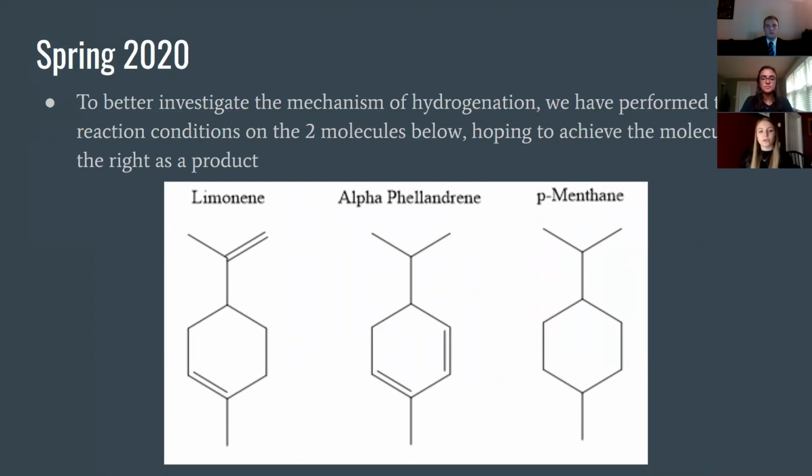So this semester, to better investigate the mechanism of hydrogenation, we decided to choose 2 new molecules that were kind of similar to molecules in bilirubin. So the 2 that we chose were limonene and alpha-phellandrene. And we picked these two just because when you hydrogenate both of them, they end up giving you the same product of p-menthane, which is shown on the right.